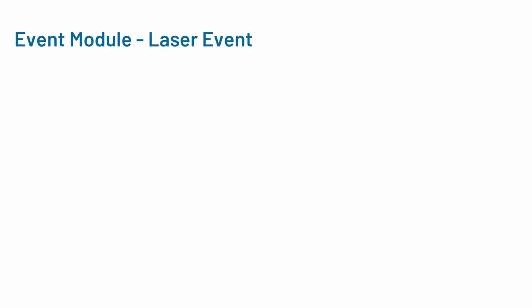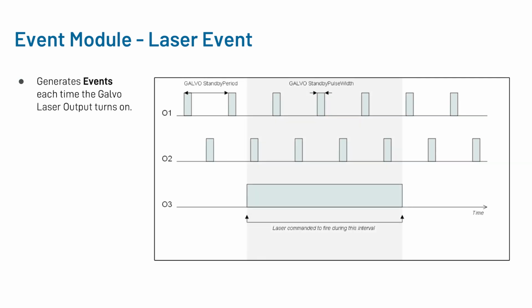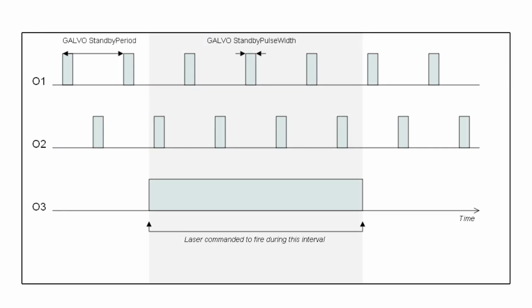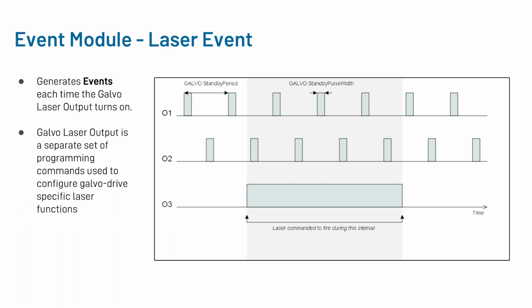And last but not least, finally we have our laser event. This event module generates an output event each time the Galvo laser output turns on. Now, this Galvo laser output is actually a separate set of programming commands made specifically just for the Aerotech Galvo scanners. These program commands allow you to specify various things like the Galvo's pulse width, standby period, or allowable on times. Without going into more detail on the Galvo commands themselves, they simply add more functionality for the high-speed Galvo controls and outputting some kind of laser or pulse from the drive. So these Galvo output commands can be synchronized in a way with PSO as an additional way to tweak the Galvo controller's laser output feature.